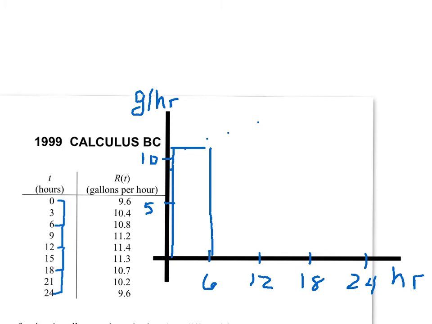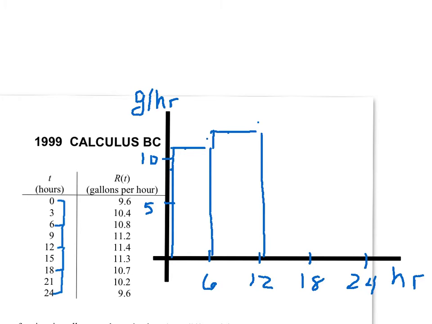For our next rectangle, since we're doing a midpoint sum, we're going to choose the y value at 9, which is 11.2. I'm going to go ahead and draw that rectangle. In a similar fashion, we would do the other 2 rectangles to get us through to our 24 hours. Alright, now let's see if we can calculate those areas.